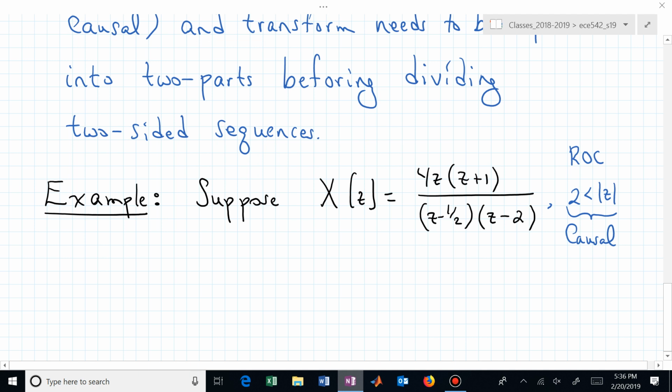Because of the region of convergence, the magnitude of z being beyond a given value, which in this case is beyond the largest pole in the denominator expression of X of z, we know it's causal. We know the time sequence associated with capital X of z is a causal waveform, and now what we want to do is perform long division to generate those values of the time sequence.